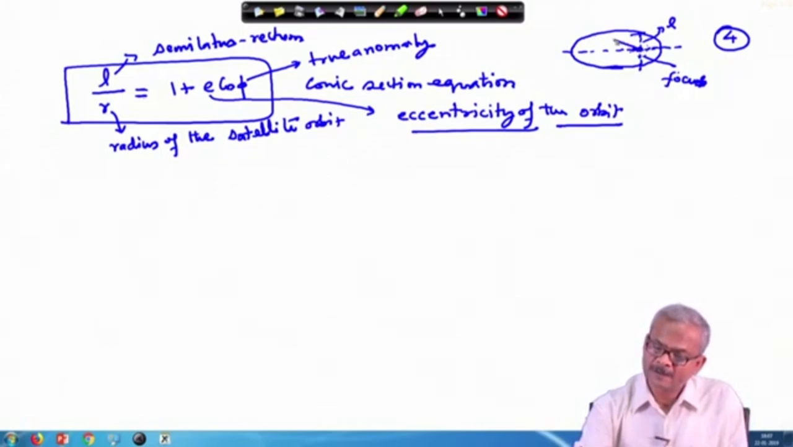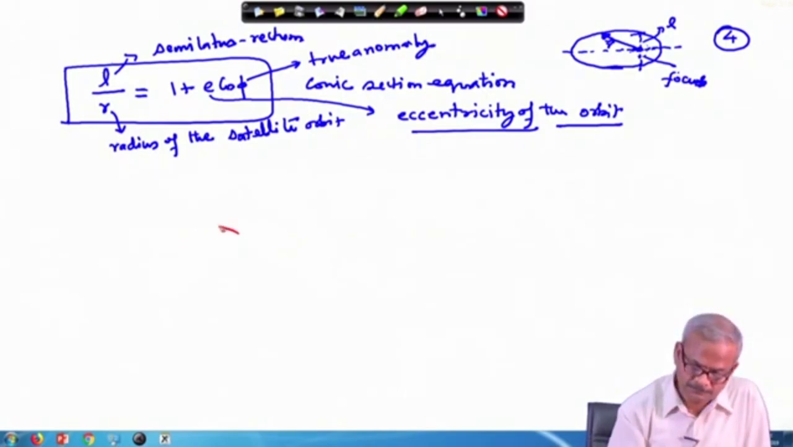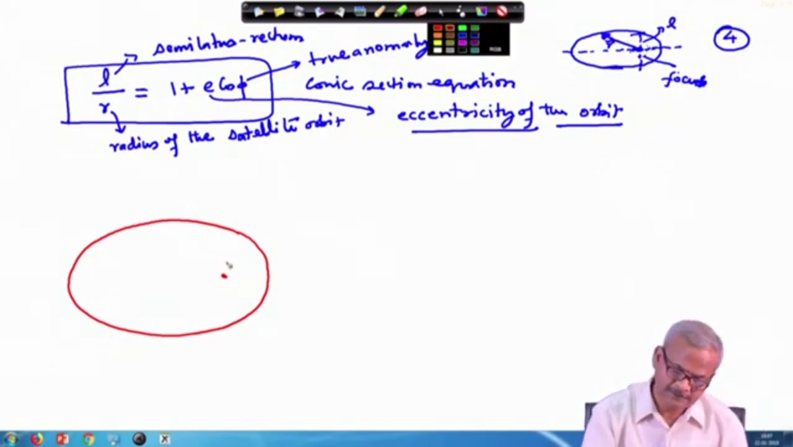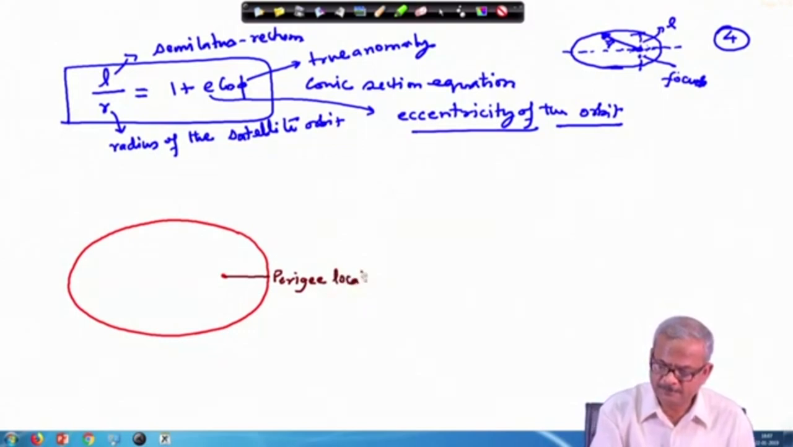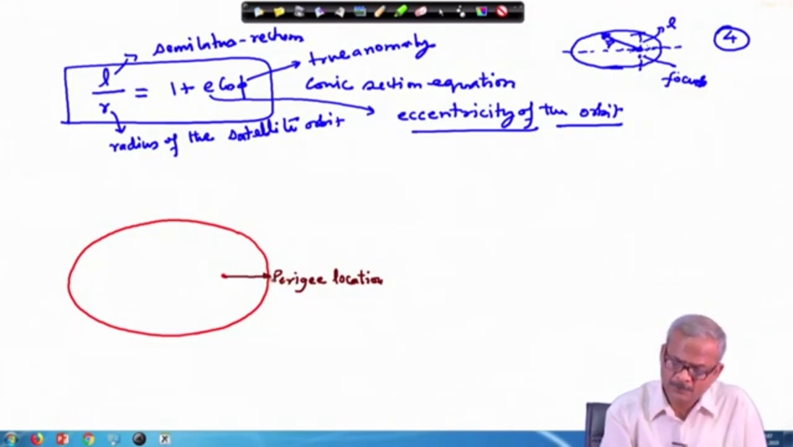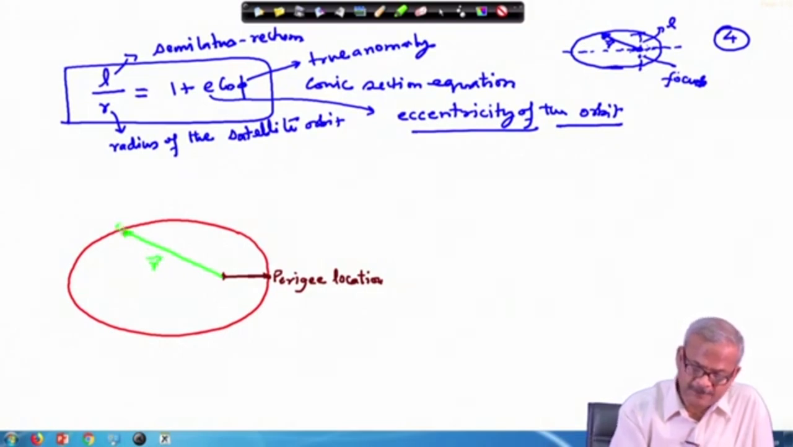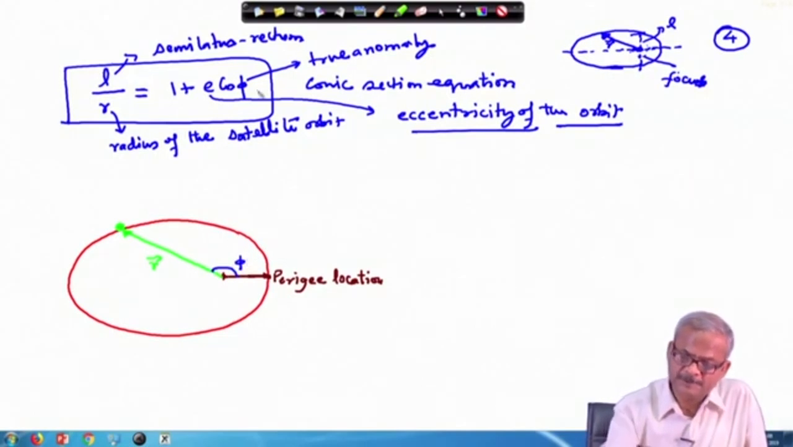Okay. And then if I draw a vector like this, maybe a little bigger figure I will draw here. So, this is the focus as discussed earlier, and this is called the periapsis or perigee location. The distance from here to here is the shortest distance, and then we have the radius vector. So, the satellite is located here. This angle we show as phi, which we have written as the true anomaly.